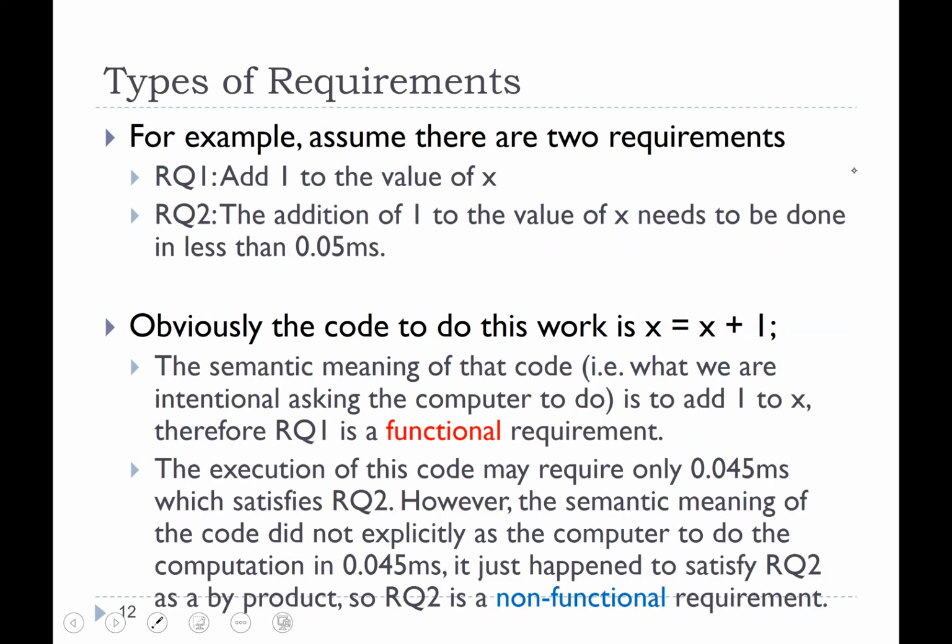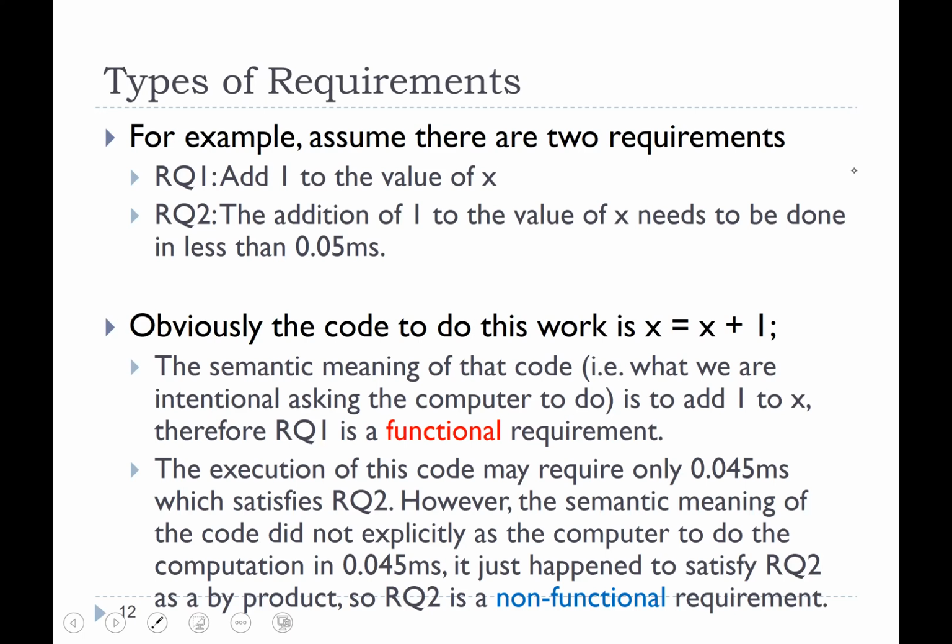Now you can put down your pen, and this is what I was trying to say in the previous slide, which made no sense. If I have a requirement, say RQ1, requirement 1, and it says add 1 to the value of X, we do that using X equals X plus 1. Very simple. Another requirement says the addition of 1 to the value of X needs to be done in less than 0.05 milliseconds. Why?